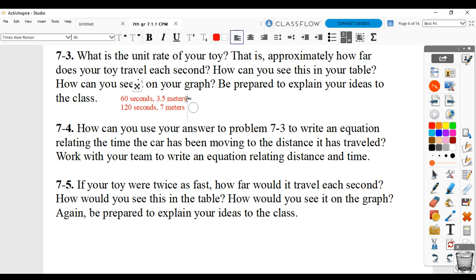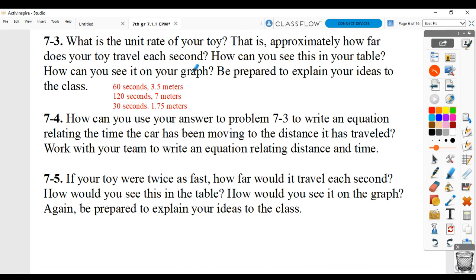You could also expand your table and say, okay, we know then that in 30 seconds, which would be half as long, it would go half as many meters. Half of 3.5 is 1.75. So if you were trying to look for a table, you could take your data and create a table with some additional points based on the fact that we know that this is a constant rate.